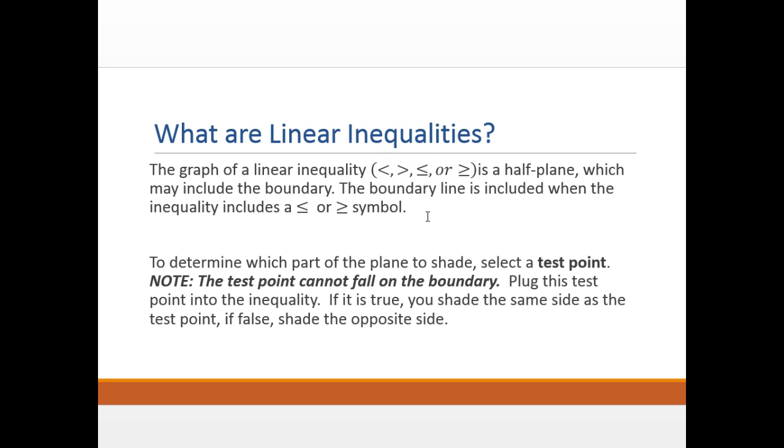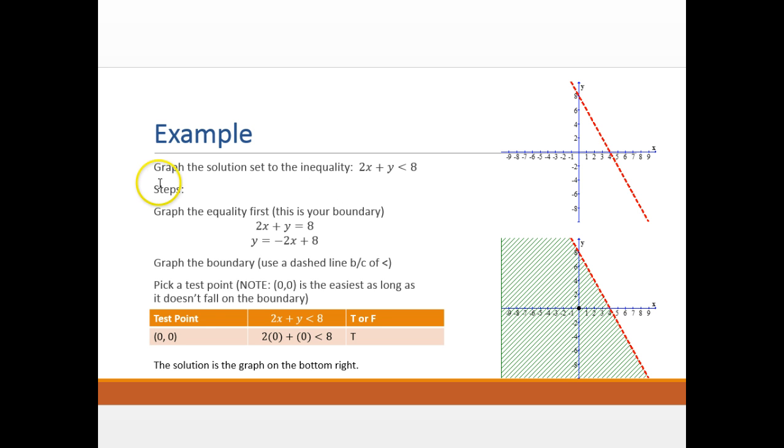Now the question is, once I split the plane in half with a line, how do we know which part to shade in? For this, we simply pick a test point, and the only requirement is that the test point cannot fall on that boundary line. We plug the test point into the inequality, and if it is a true statement, then we shade the side the test point's on, and if it's a false statement, we shade the side that it's not on. Let's look at an example.